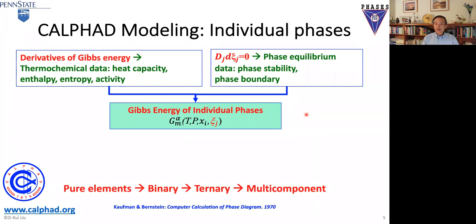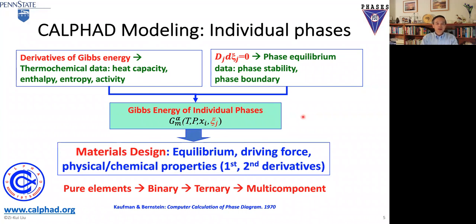After we create this database, we can do material design. Material design concerns equilibrium, which is important. It also concerns driving force, for example for precipitation. In addition, you can also obtain physical chemical properties, which are second derivatives of Gibbs energy, or free energy in general. As you will see, that goes beyond heat capacity, enthalpy, and entropy. It is a wide range of properties we can predict from the derivatives of the free energy functions.